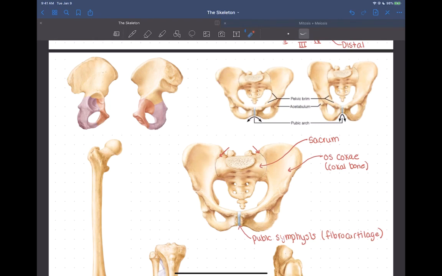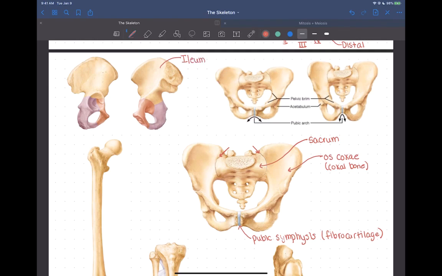Now let's talk about that os coxae, that bone. It's made up of 3 separate bones that end up fusing together. I like this picture here because it's color coded, so you can see where each bone is, because there's no real line on the os coxae distinguishing between each bone once they've completely fused together. The big part of the os coxae is the ilium.